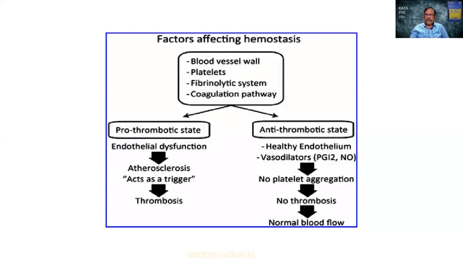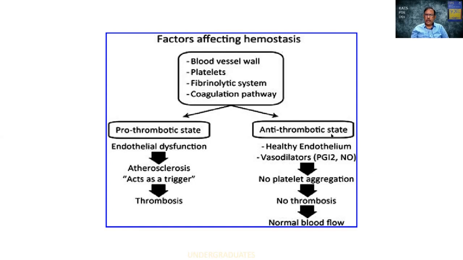Now, what are the factors affecting hemostasis? Just follow what I say. It can be the blood vessel wall, that is the endothelium. It can be the platelets. It can be a coagulation pathway, or it can be a fibrinolytic pathway. All these are normally present in us. And sometimes we have a prothrombotic state, and sometimes we have an antithrombotic state. Prothrombotic is whenever there is an endothelial dysfunction, or sometimes an underlying disease such as atherosclerosis. Finally, these can lead to thrombosis. This is just an idea.